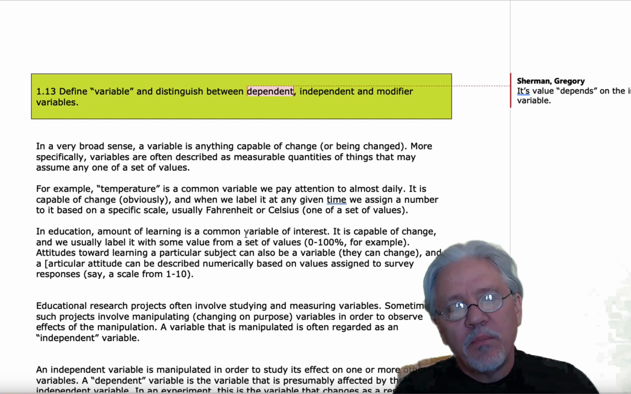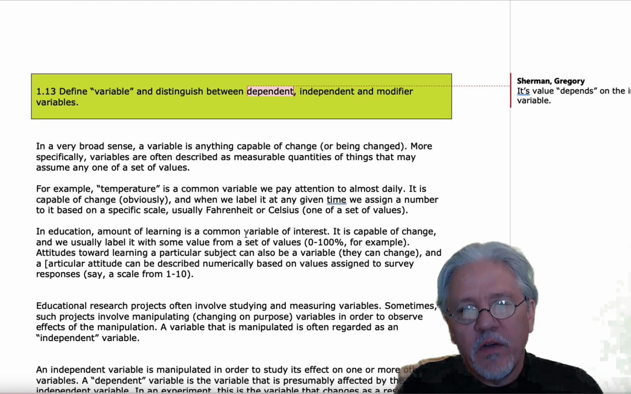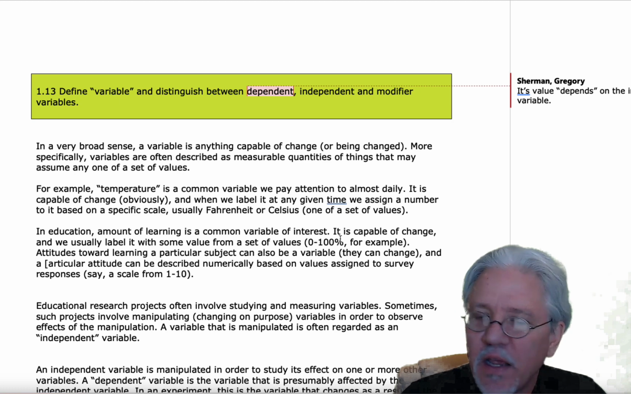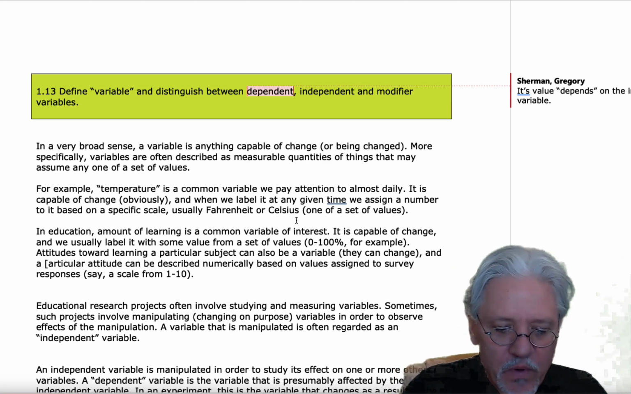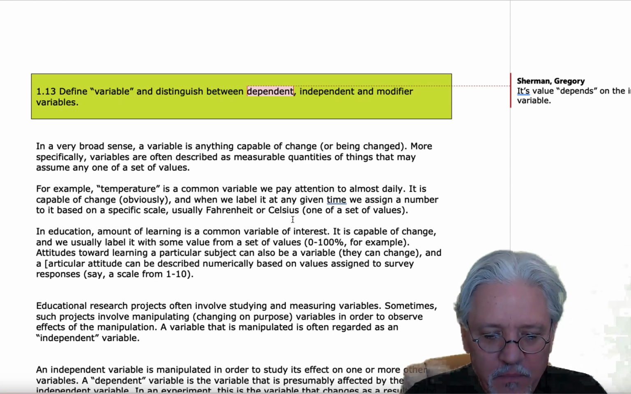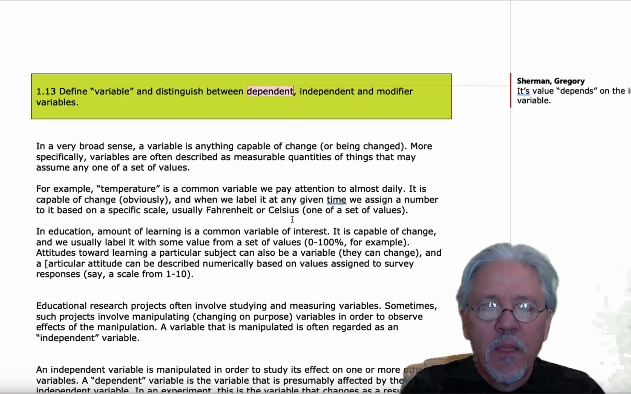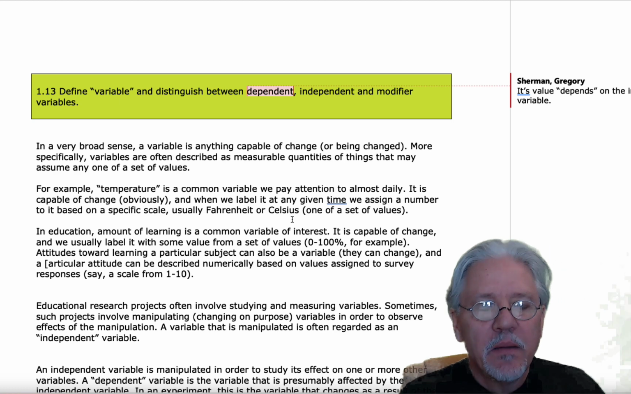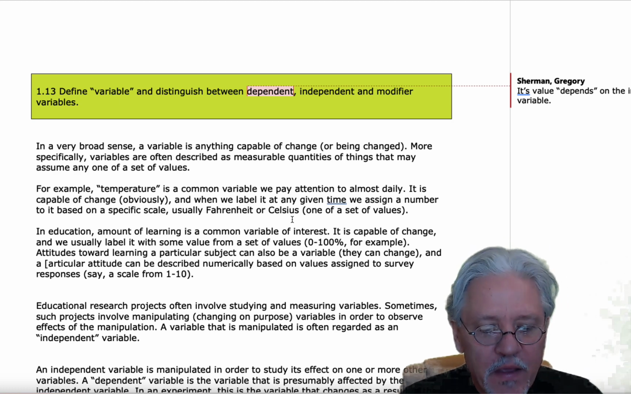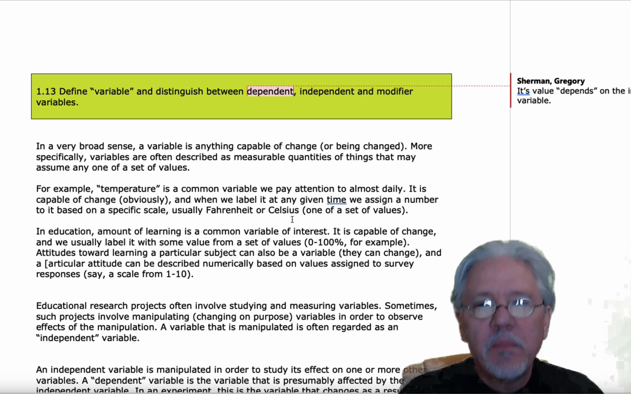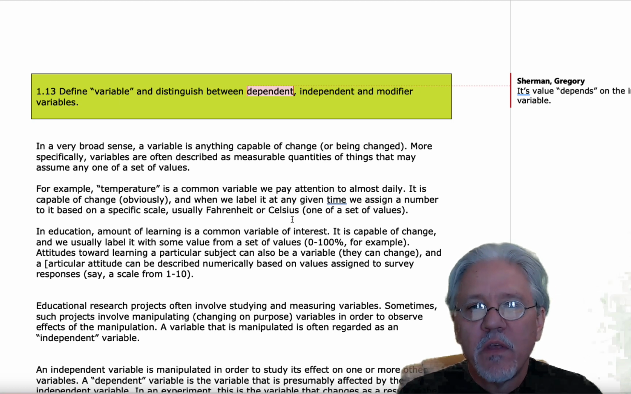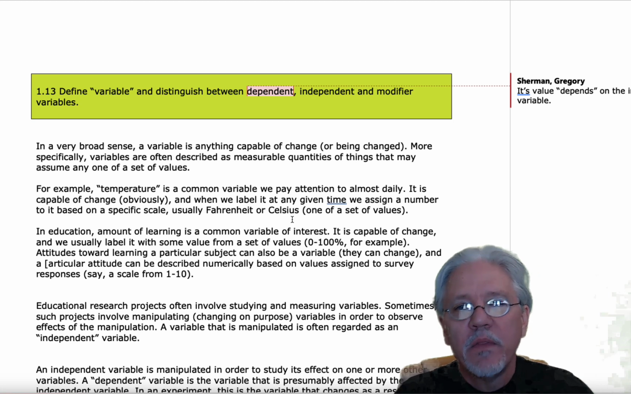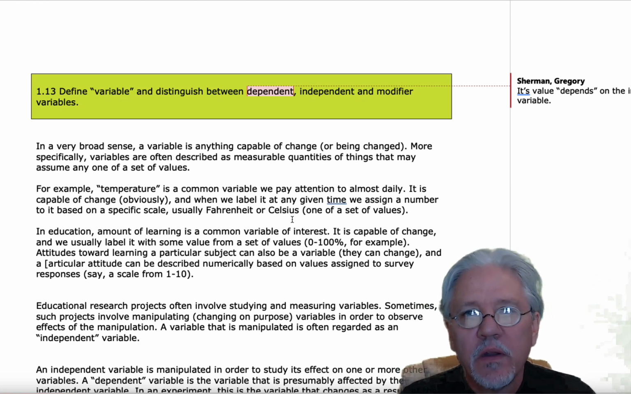Okay, Objective 1.13, defining variables and distinguishing dependent from independent variables. And again, I just wanted to remind you that you have three types of variables that are presented in this objective: dependent, independent, and modifier. And the most important thing to remember is that the dependent variable is the variable that depends, presumably, on the independent variable.